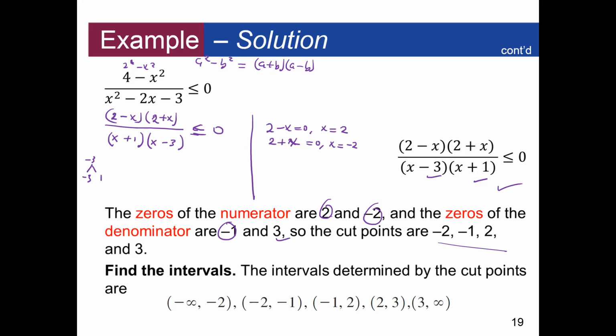Now, when we have 4 zeros, it divides the real number line into what? 5 intervals. So we have from negative infinity to negative 2, negative 2 to negative 1, negative 1 to 2, 2 to 3, and then 3 to what? Positive infinity. So we have our step 1, step 2, step 3 done. Step 4 is to get the table, which we do next.